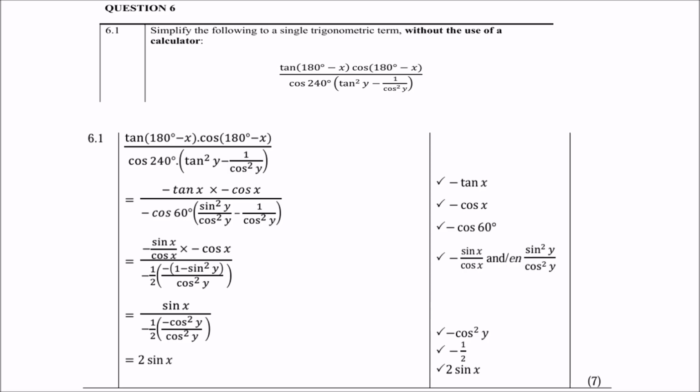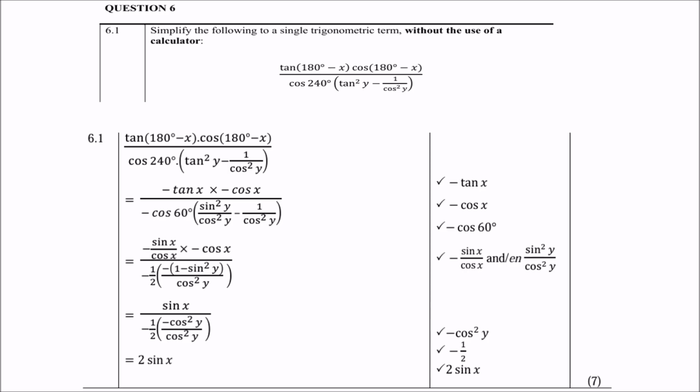Then of course we can now add those two terms within the bracket by using the LCM, cos squared y. Then at the bottom we get sine squared y minus 1. You can take out the negative, we get 1 minus sine squared y, which can be replaced by minus cos squared y, from sine squared plus cos squared equals 1. Don't forget that identity. Then on top, the cos will cancel and we are only left with positive sine x, because it's a negative times a negative.